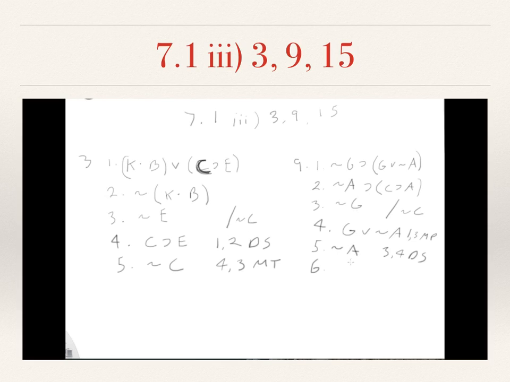And that gives us C implies A by modus ponens of 2 and 5. And now we can get not C by modus tollens by 5 and 6. And there we go, that's it. Now we'll move on and do number 15.